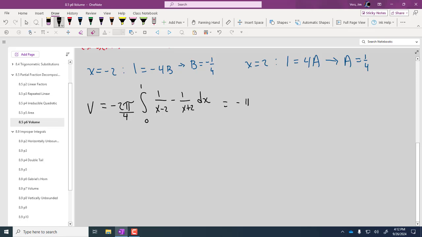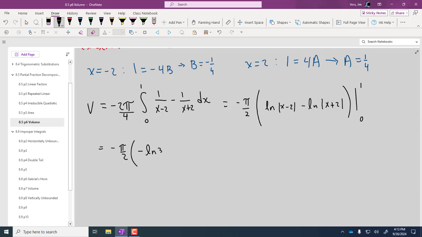So we have -pi/2 times the quantity ln of the absolute value of x minus 2, minus ln of the absolute value of x plus 2, from 0 to 1. -pi divided by 2. Plugging in the 1 gives minus natural log of 3. Plugging in the 1 here gives 0. 1 minus 2 is -1. Absolute value of -1 is +1. Natural log of 1 is 0.